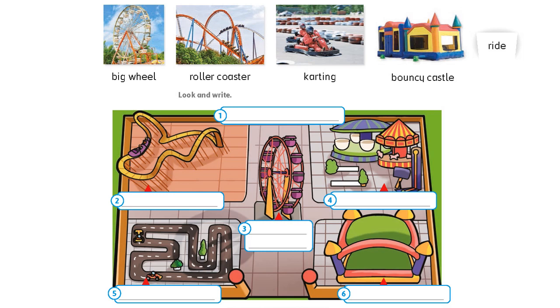Let's try to complete this image with the proper word. Of course, number one, talking about everything, so it's called amusement park. Number two, this is the scary roller coaster. Three is the big wheel. Four, rides. Five, karting. Six, bouncy castle.